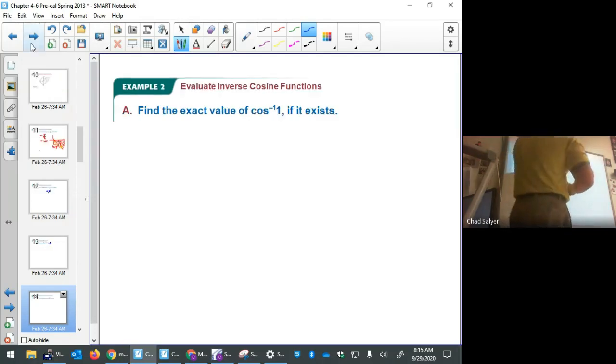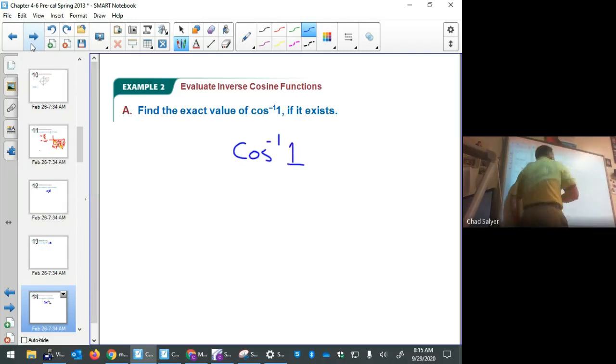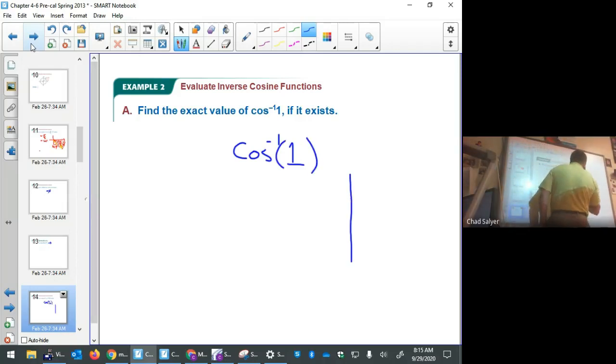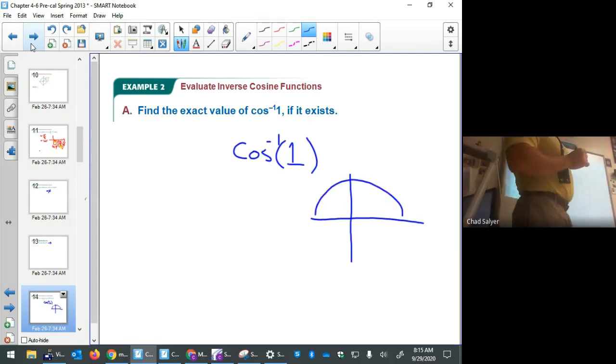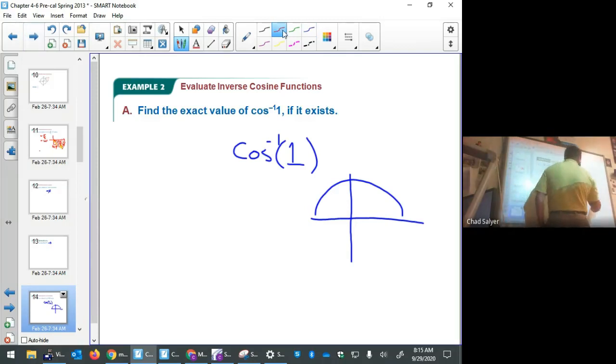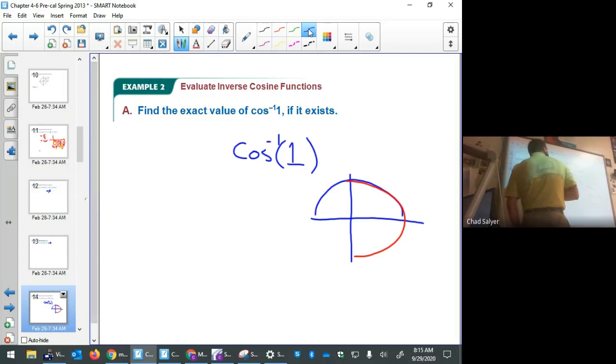Okay, so example 2. Find the exact value of cosine inverse. This time we're dealing with the x values. So this is our ratio, 1. And remember, the cosine was this part of the unit circle, from 0 to pi. So cosine's a little different. The sine value was this part of the unit circle, sine inverse. But the cosine is the upper half. And we're concerned about the x values.